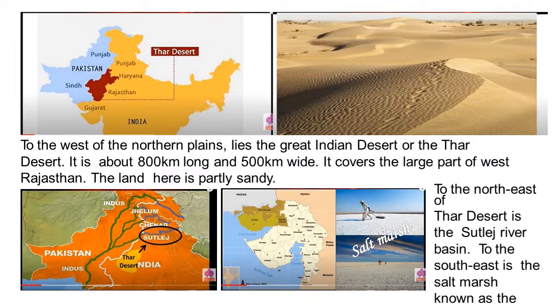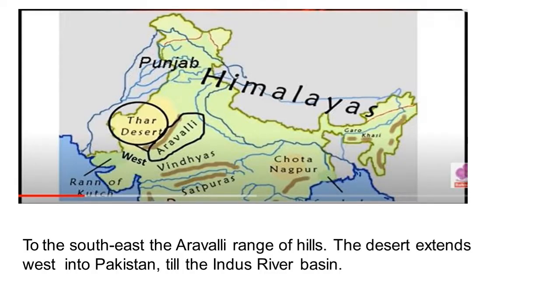To the northeast of the Thar Desert is the Satluj River basin. To the southeast is the salt marsh known as the Salt Land of India. To the southeast of the Aravalli range of hills, the desert extends west into Pakistan till the Indus River basin.